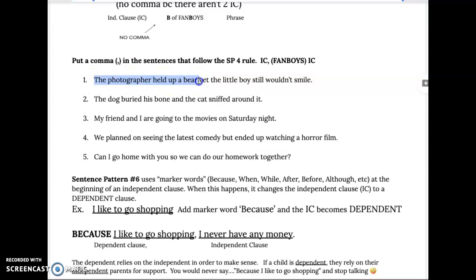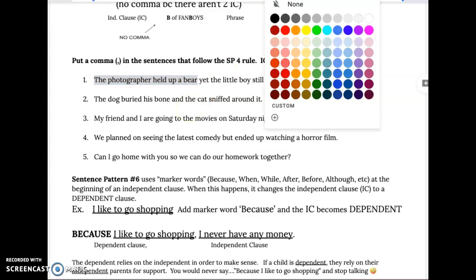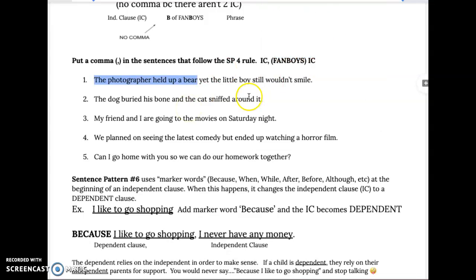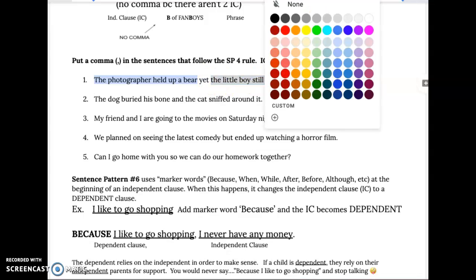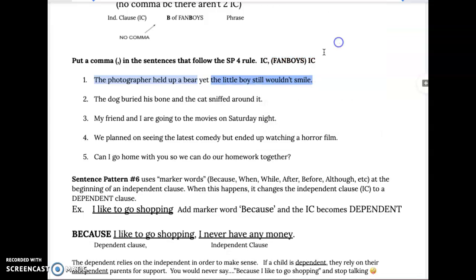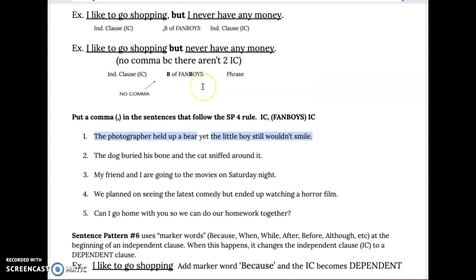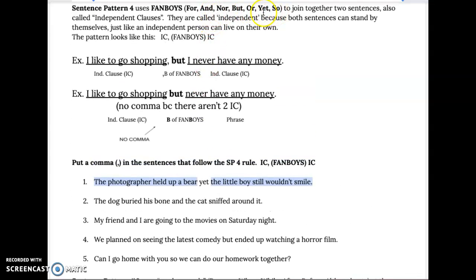The photographer held up a bear. That is independent. I'm going to use the same colors. The little boy still wouldn't smile. That's a sentence. I think I'm using the same colors. Notice we have now a fanboy right here. Let's look at our fanboys. We have yet. So sentence, sentence, fanboy. What do we got to do? Put a comma right there.